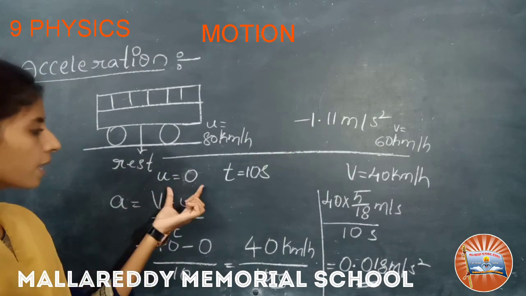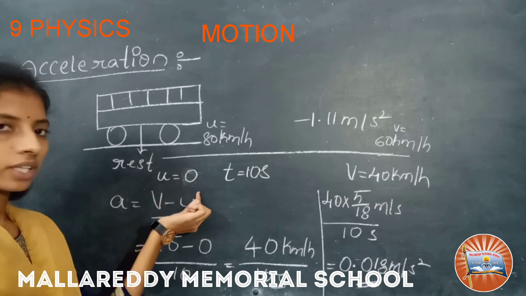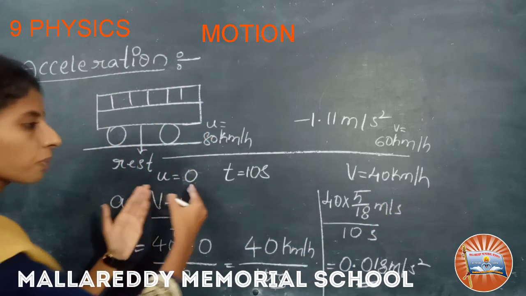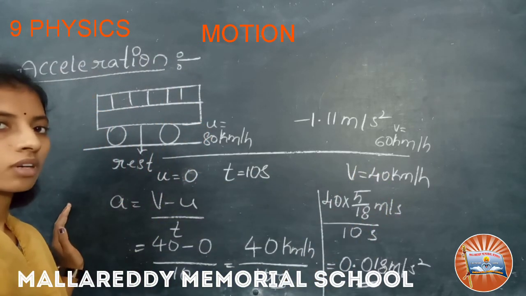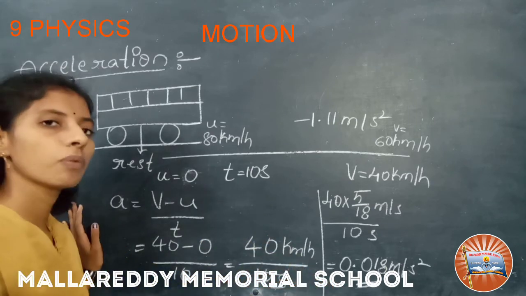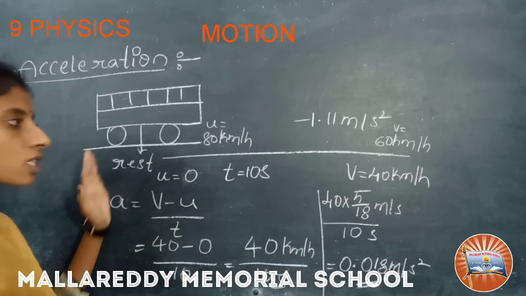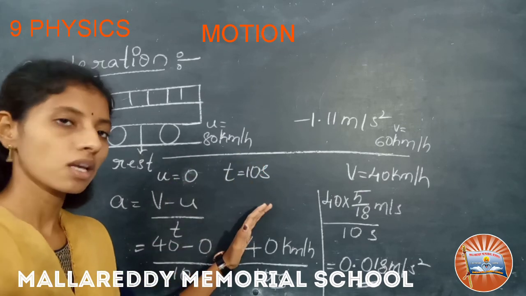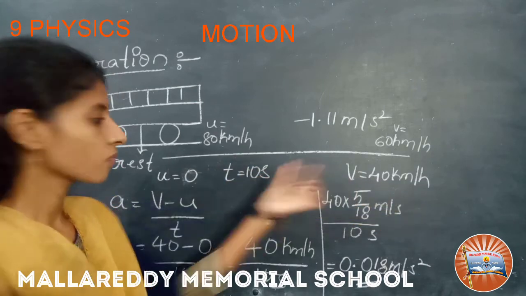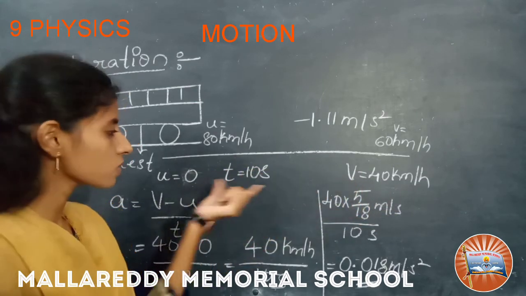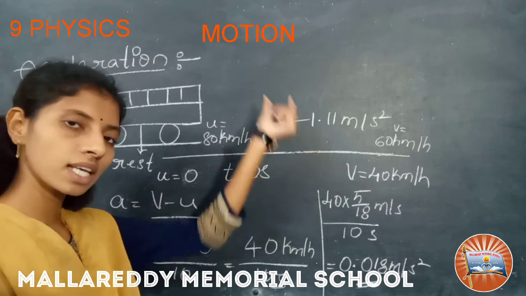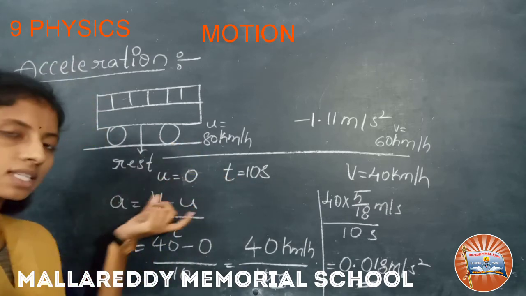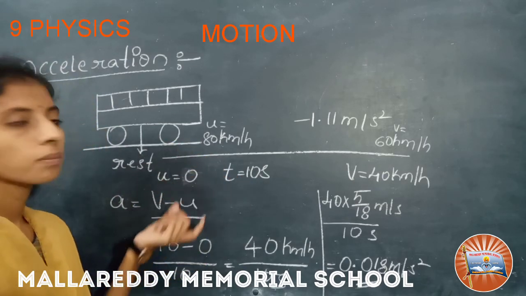But here the bus started at the 0 point, right? So here the initial value is 0 and the final value is 40. So here the speed of the bus is increased, right? That's why we got the positive value. The positive value gives the acceleration of the bus. So the speed of the bus increases from 0 to 40, and we got the positive value. So that's why we can call it the acceleration of this bus.